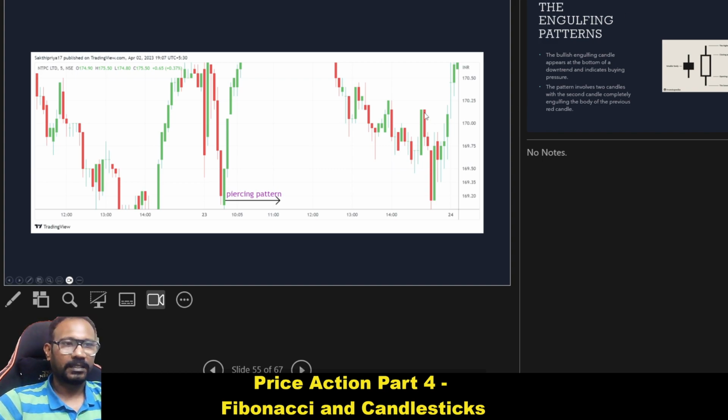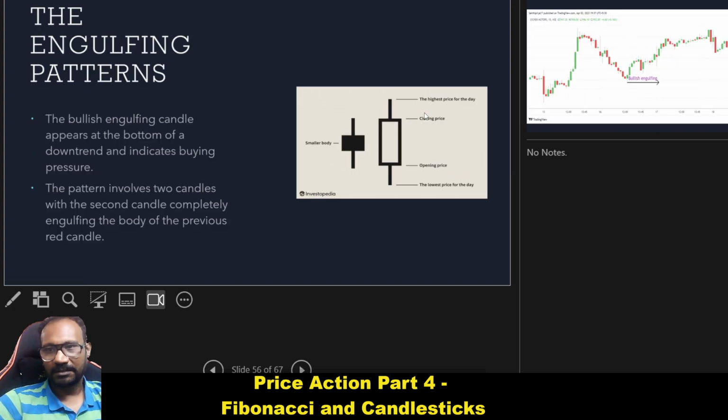So the next one that we are going to discuss is an engulfing pattern. In an engulfing pattern, the first candle is swallowed by the second candle. The high, low, and the open, close, everything is swallowed by the second candle. When that happens, we are seeing a reversal and indicating a very, very strong trend reversal.